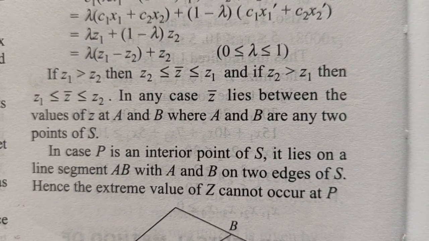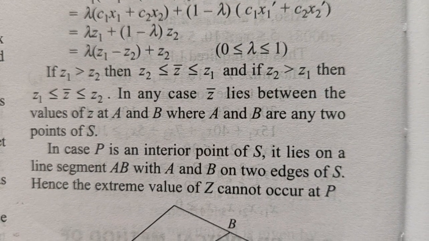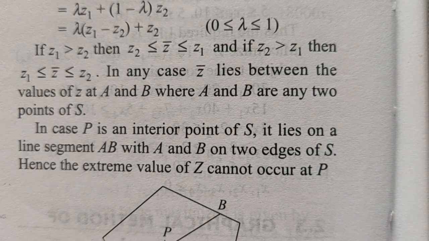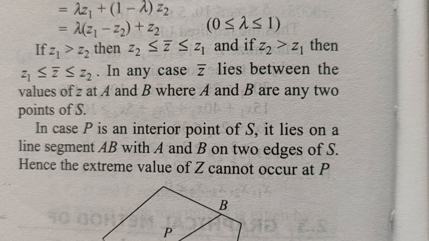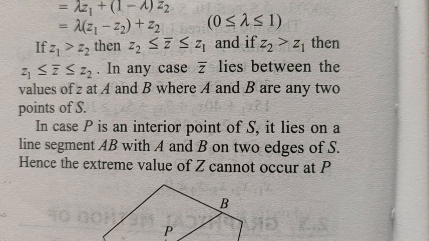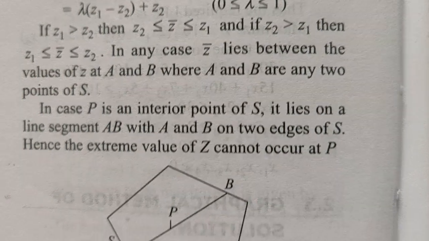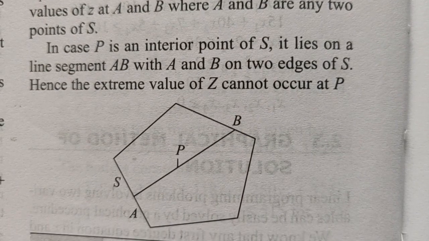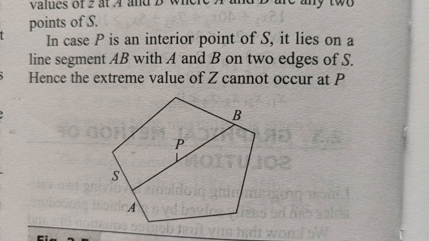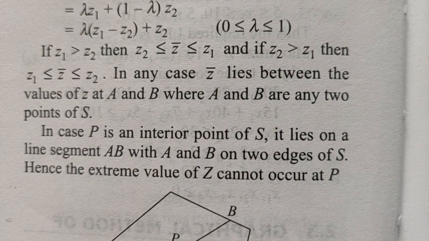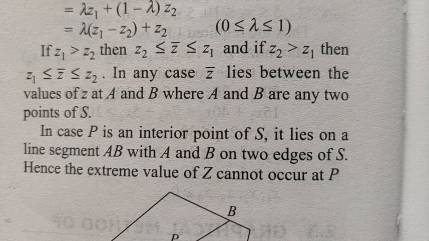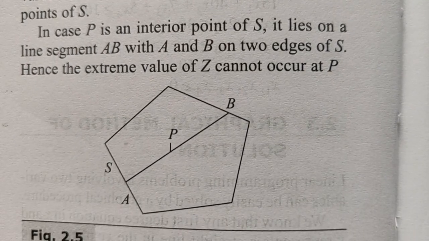So in any case z bar lies between the values of Z at A and B, where A and B are any two points of S. In case P is an interior point of S, it lies on the line segment AB with A and B on the two edges of S. Hence the extreme value of Z cannot occur at P, because at P the value is z bar, and z bar will always lie between z1 and z2, irrespective of whether z1 is greater than z2 or z2 is greater than z1.